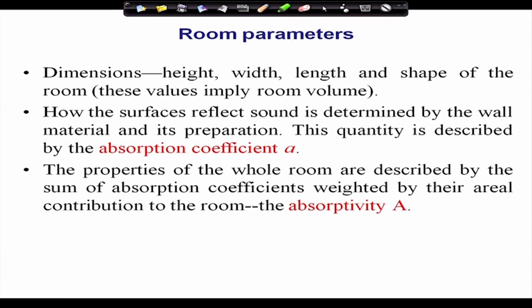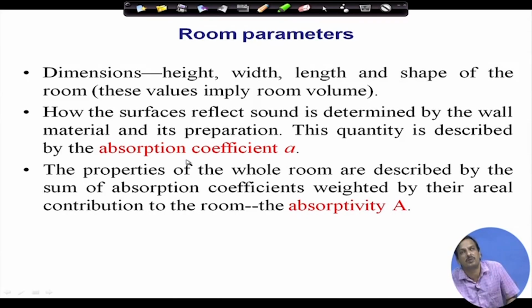So, room parameters. What are the basic parameters available for a room? Height, width, length and shape of the room. The shape may be circular, so there may be a radius, or it may be hexagonal, that kind of thing. How the surface reflects the sound is determined by the wall material and its preparation. This quantity is described by the absorption coefficient.